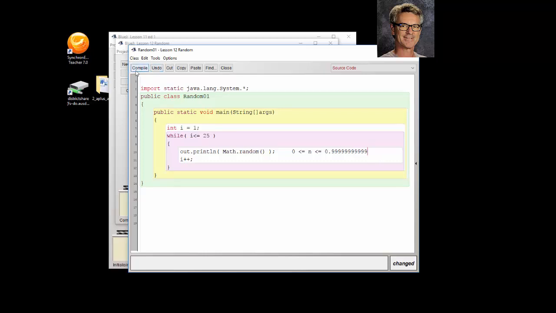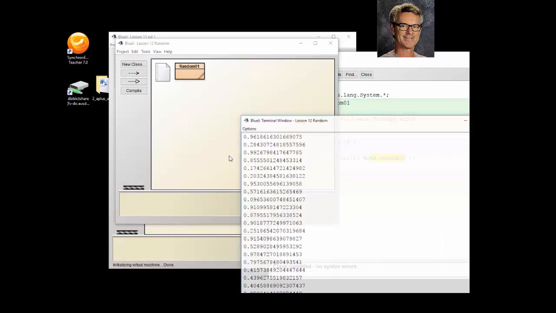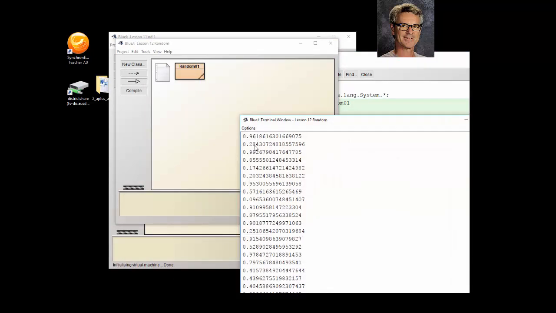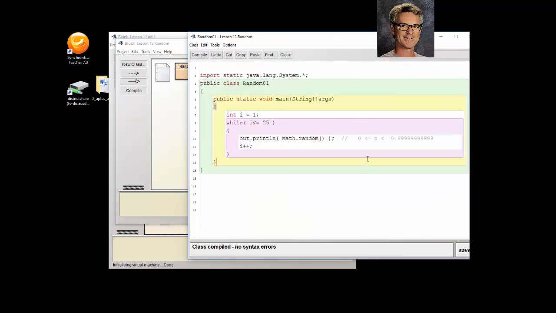Okay, and so I run this code, and 25 times I'll see 0 point something, all different, all generated differently. Here I go. And there's 0 point whatever 25 times. Nothing less than 0, nothing above 0.999. Okay, then we started tweaking it.